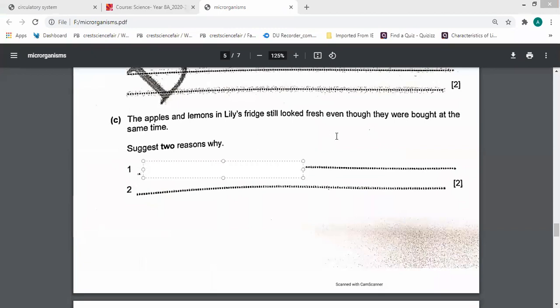The apples and lemon in Lily's fridge still looked fresh, even though they were bought at the same time. Suggest two reasons why. First, the temperature inside the fridge, is it high or low? Low. And bacteria needs high temperature or low temperature? Yes, it needs high temperature. So first point, bacteria needs high temperature. We can say high temperature, but warm temperature is more accurate.